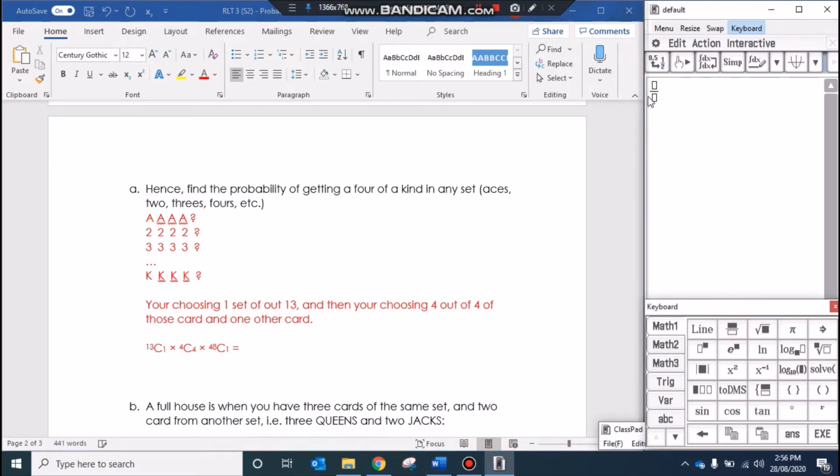What is 13C1? It's 13 factorial over 1 factorial times 13 minus 1 factorial, which is 13. This is 13 times, we already know 4C4 was 1, we did that earlier, and 48C1 is 48. So that is just 13 times 48, which is 624. There are 624 combinations where you can get a 4 of a kind in any set. That's the number of ways this event can happen.